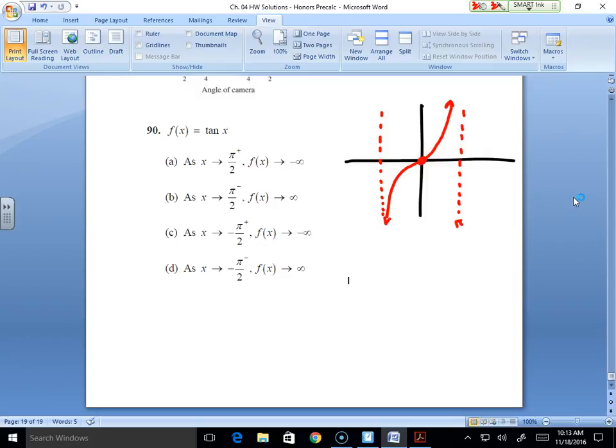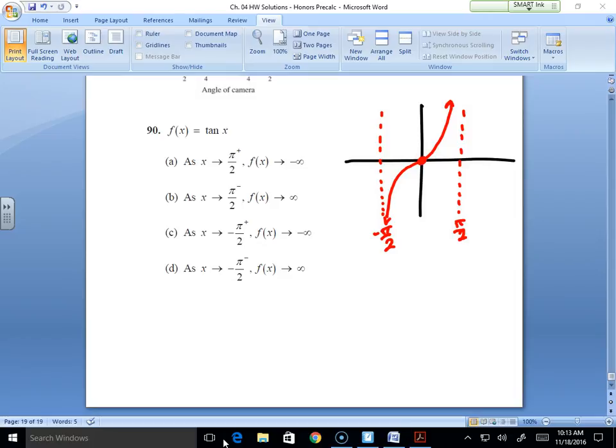Okay, so question. Just want to make sure that we remember the approaching stuff. Which direction are you coming from if it's pi over 2 with a little plus? Do you remember? A little plus. Below pi over 2 or from above pi over 2? Above, because it's a little bit higher.